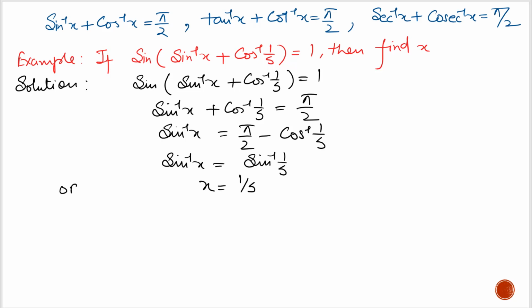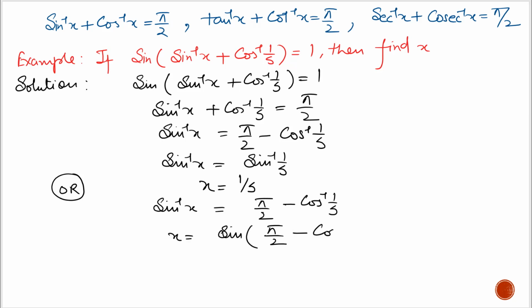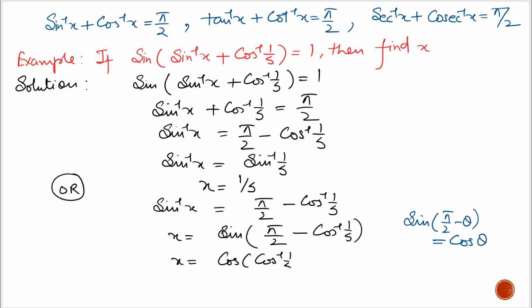Or we can use some other method. We can say that sin inverse x equals pi by 2 minus cos inverse 1 by 5. Taking sin on both sides, sin of (pi by 2 minus cos inverse 1 by 5) equals cos of cos inverse 1 by 5, because sin of (90 minus theta) is cos theta. So this is 1 by 5. Cos cancels with cos inverse, so we get the value of x is 1 by 5.